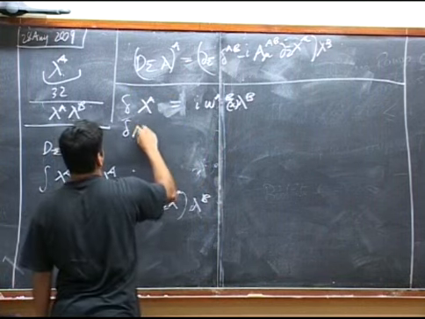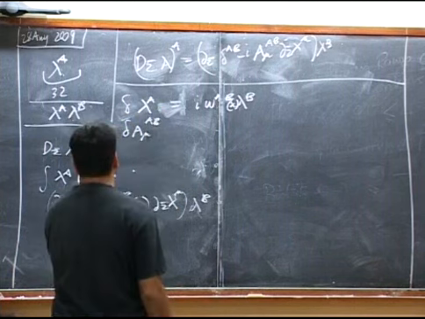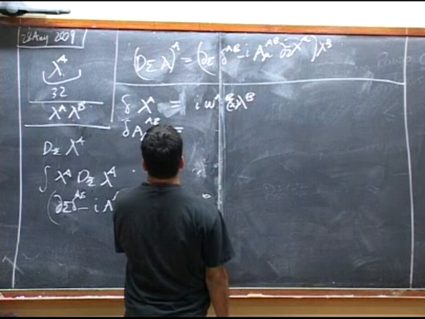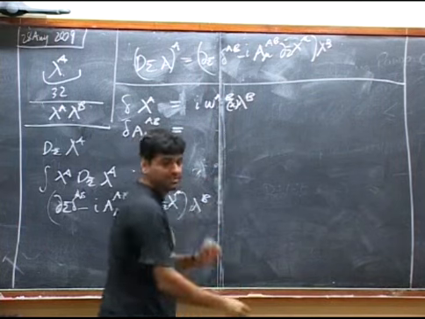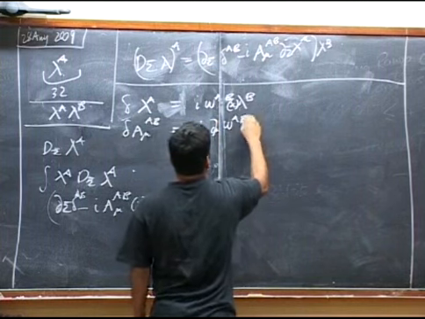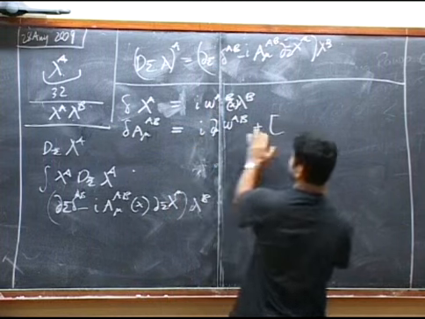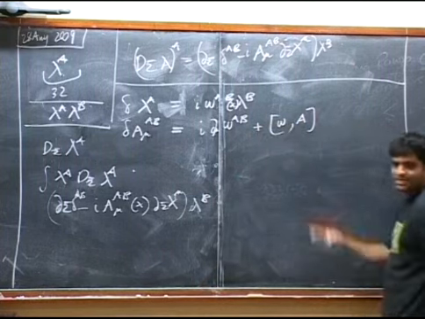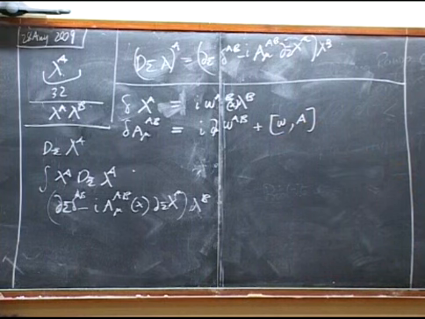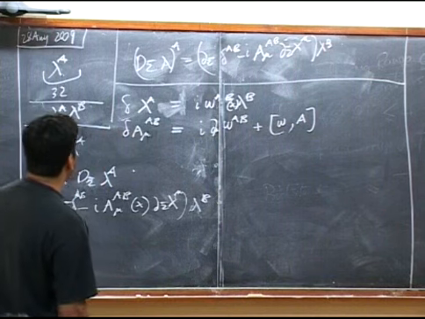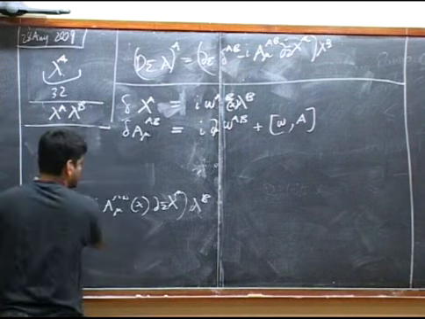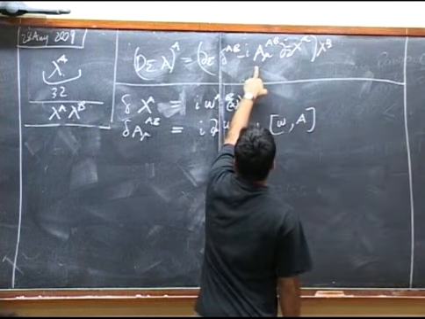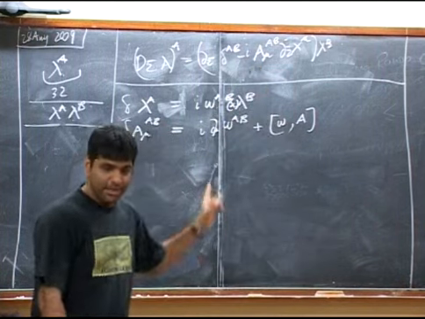And delta A mu AB is equal to, with some plus minus i which we fix soon, i del mu omega AB plus, with some signs that we fix as we go along, omega commutator A, regarding the commutator as a matrix commutator. Okay. Now you can see that under this derivative we have invariance under this gauge transformation.